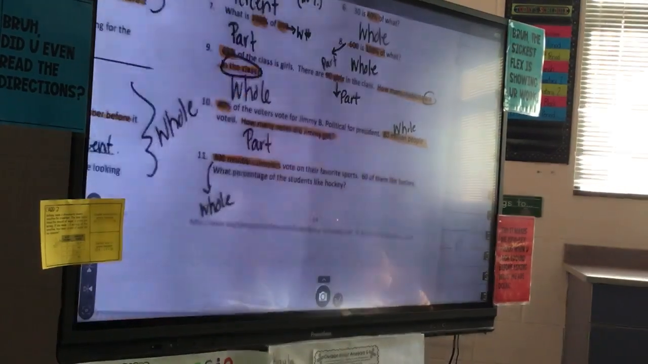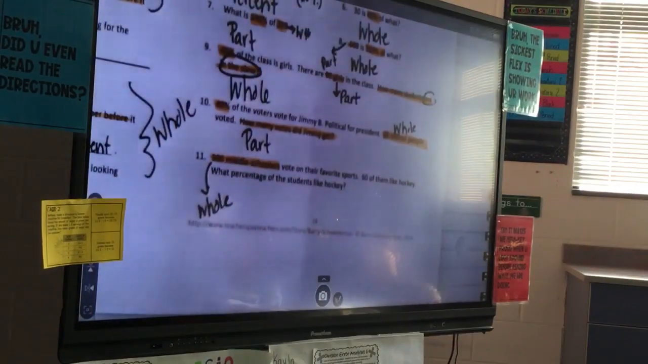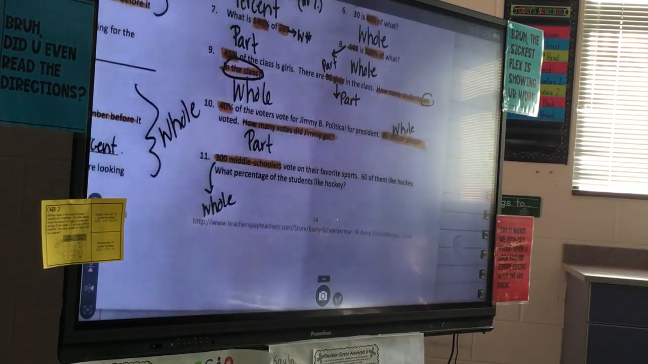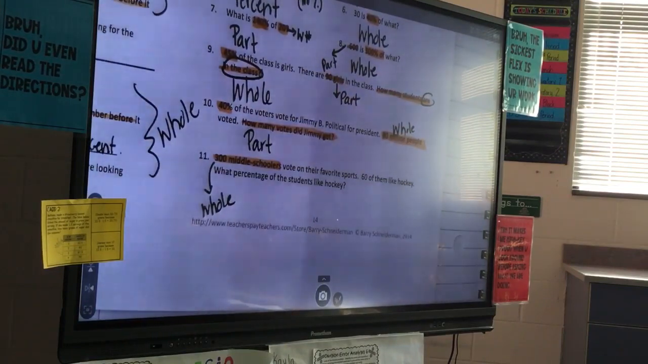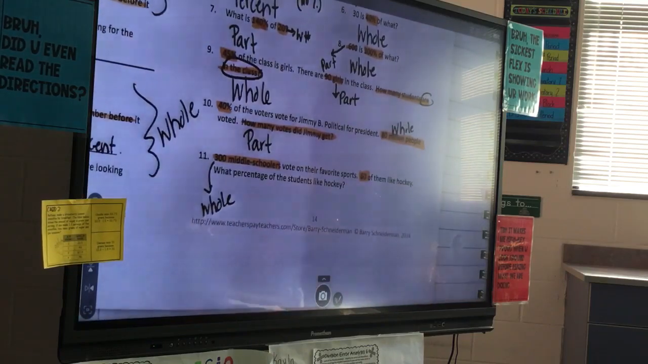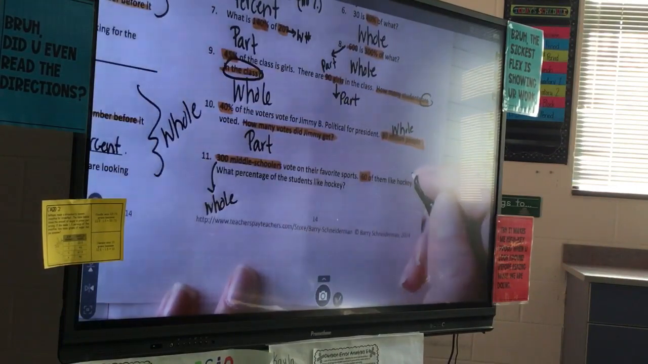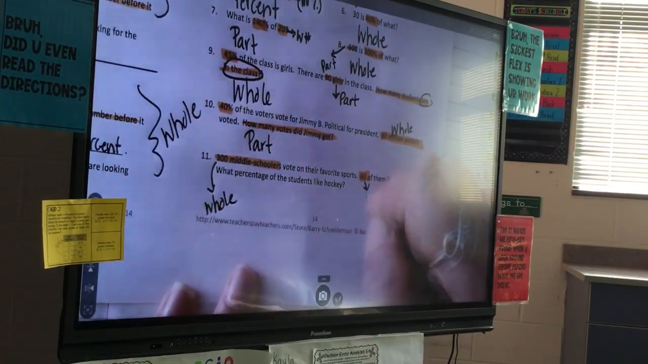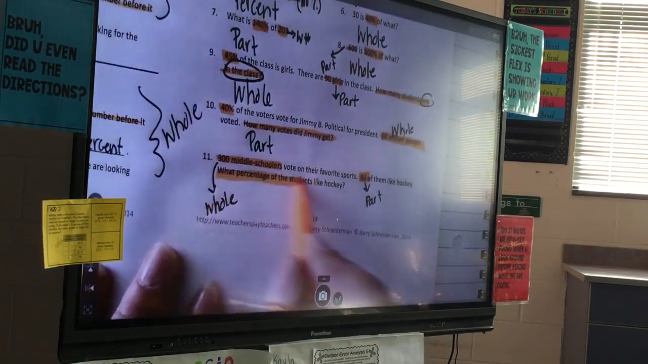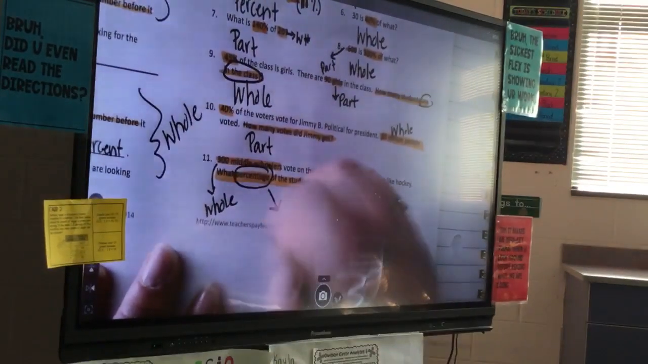All right, the next sentence, what's important in there? Everly. In the second sentence, something important, 60 of them like hockey. Okay, and what is that 60 representing? The whole, no, wait, the other part. This is the part. And then the key words in this last one are what percentage of students like hockey. So we are looking for the percent.